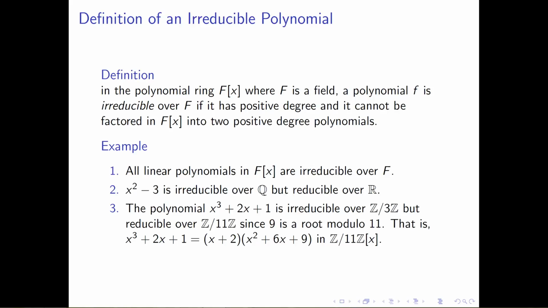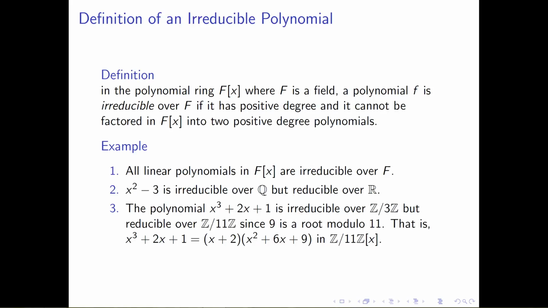So here's the example I had, the polynomial x cubed plus 2x plus 1. I said it's irreducible over Z mod 3, but that it was reducible over Z mod 11. How did I know that? Well, I started with this polynomial, and what I did is I just tested out some elements. So over Z mod 3, I said it's irreducible. This is a cubic polynomial. All I had to do to check that it was irreducible was check that if I plug in 0, 1, or 2 for x, respectively, in this equation, that I was never getting 0.